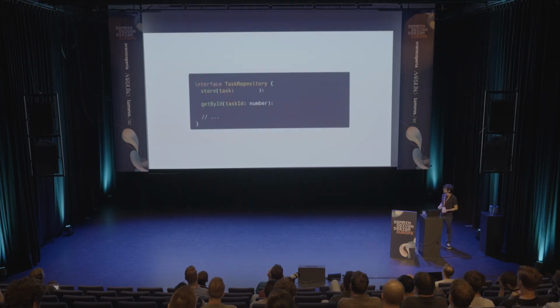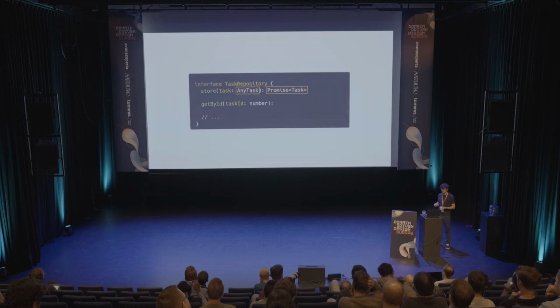So here's an example of an interface of a task repository that would be implemented in the front end. And notice that in the store method, what you're going to receive is any task. It's not just the task or just the draft. You can pass any of those, but what we get back is always a task. Since we're sure the backend response is a validated aggregate, what we're going to get back is a validated aggregate.